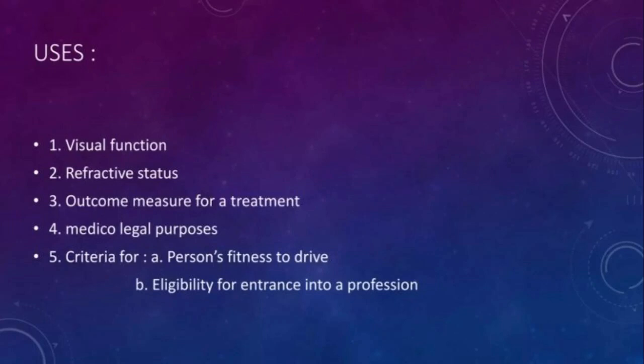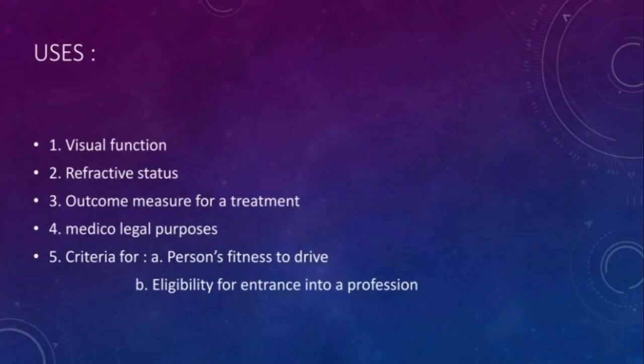Uses. Visual acuity has several uses, including: number 1, assessing visual function. Visual acuity helps to evaluate a person's overall visual function and is an important component of the routine eye exam. Number 2, determining refractive status. Visual acuity helps evaluate the presence of refractive errors, such as nearsightedness, farsightedness, and astigmatism.